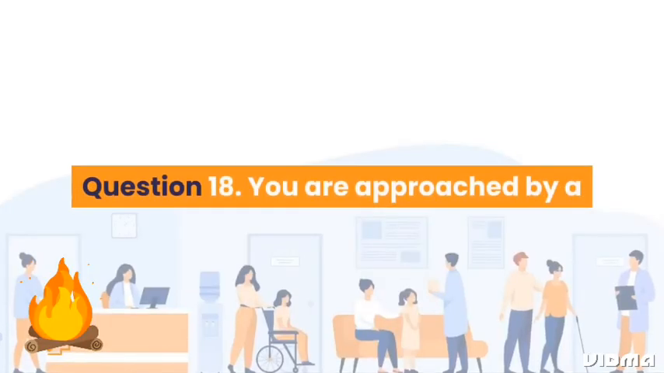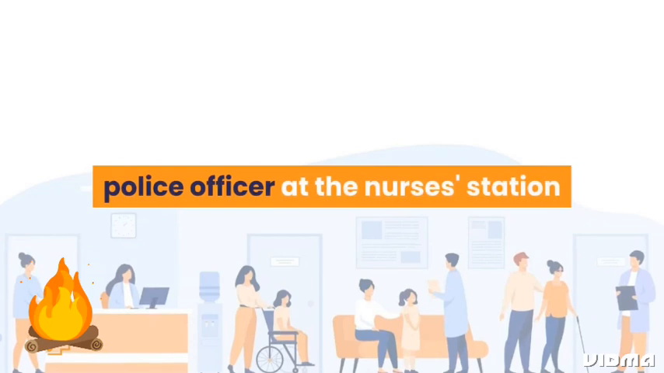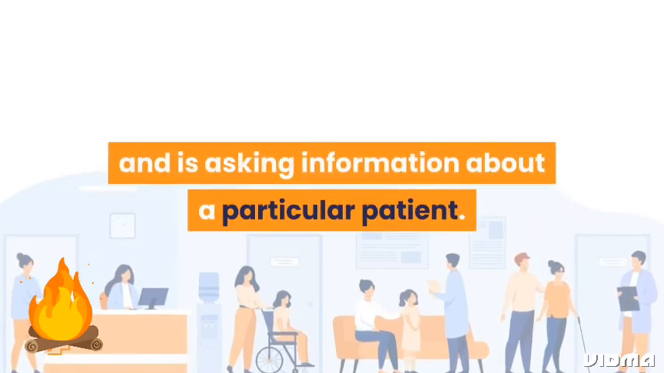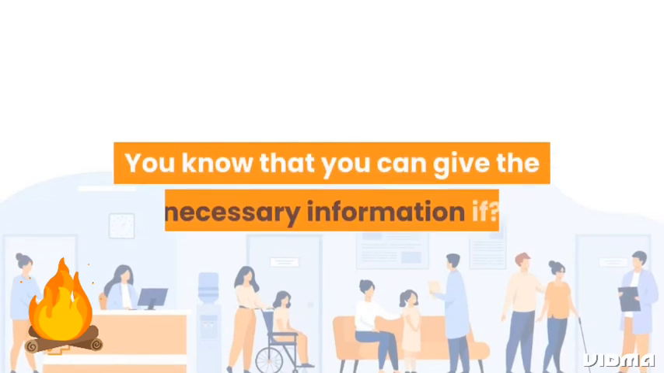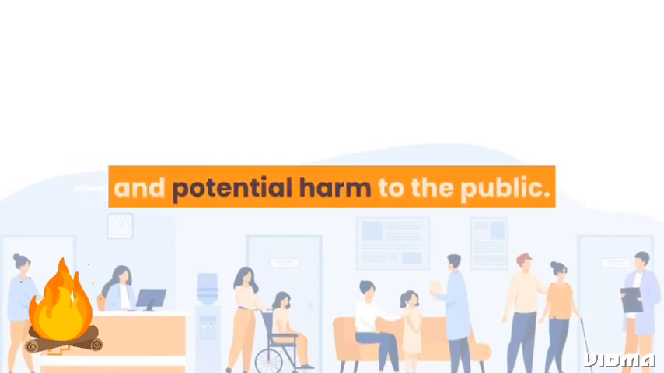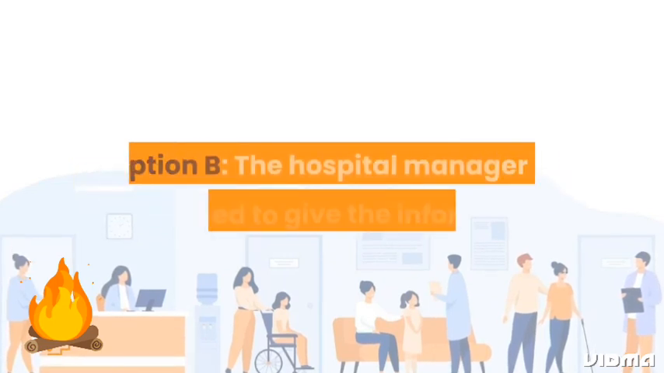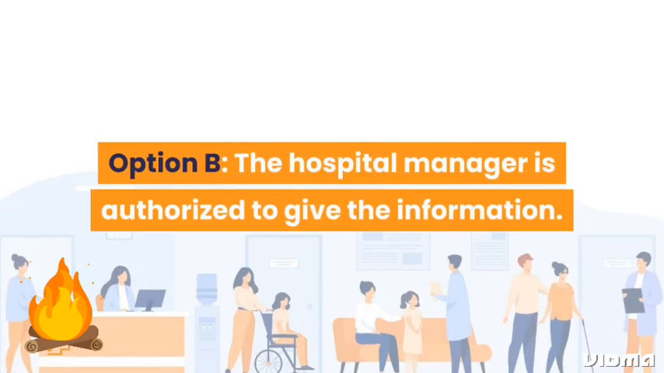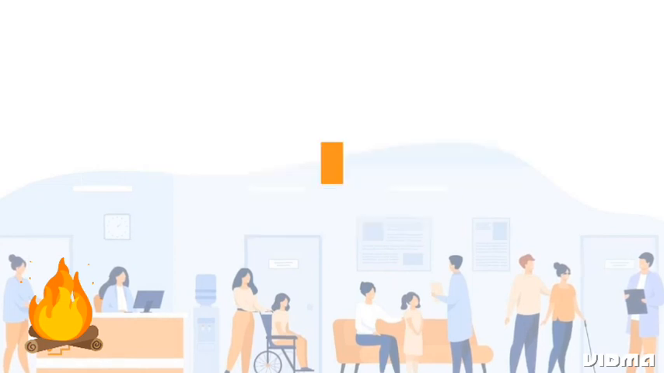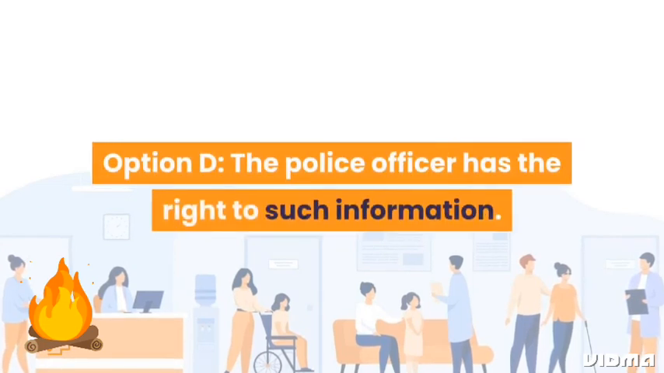Question 18. You are approached by a police officer at the nurse's station who is asking for information about a particular patient. You know that you can give the necessary information if: Option A, there is a clear risk of safety and potential harm to the public. Option B, the hospital manager is authorized to give the information. Option C, the police show their identification. Option D, the police officer has the right to such information.